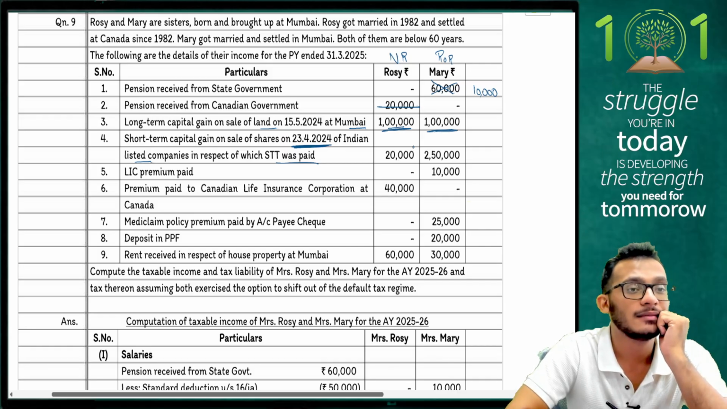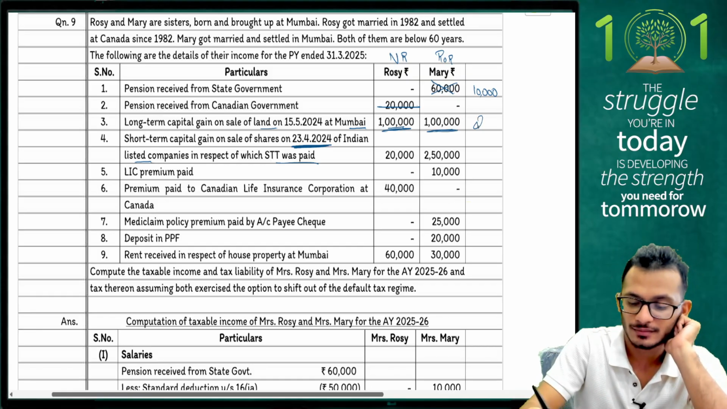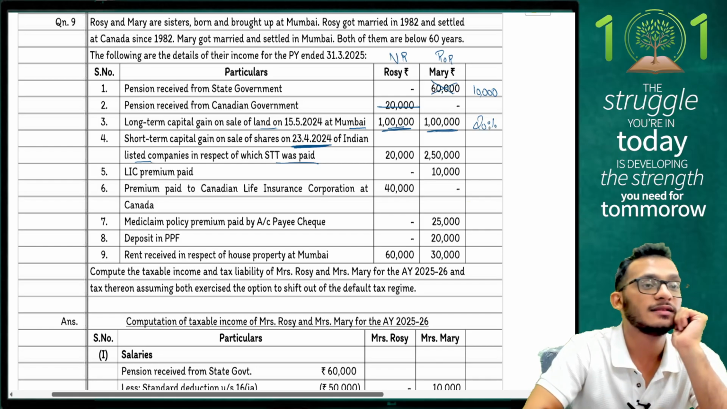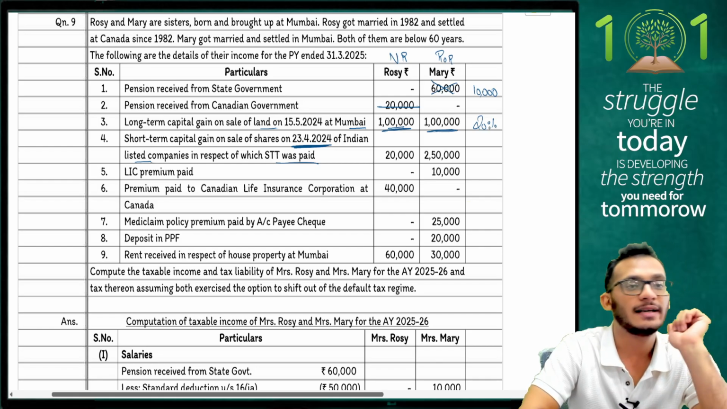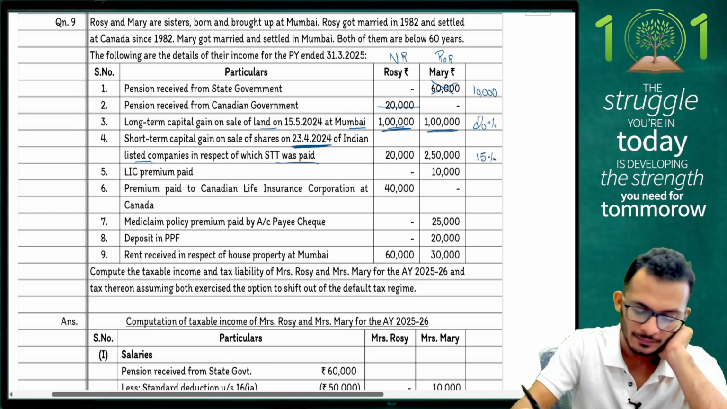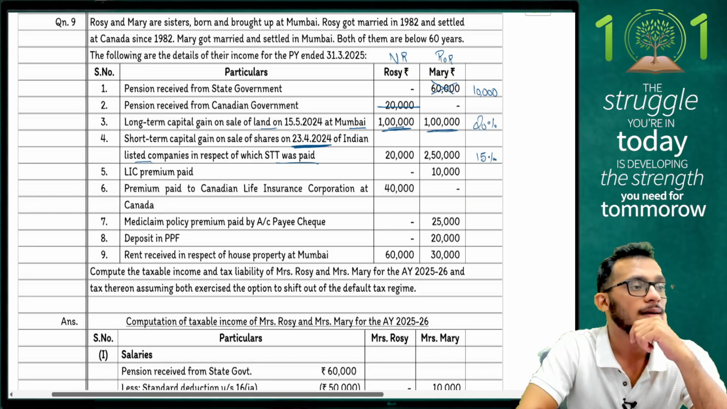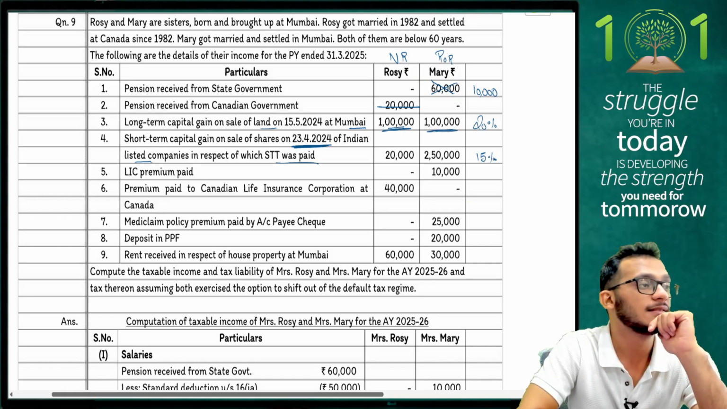I will tax at 20%. This is 112, sale of land, taxable at 20%. Gains under 111A are taxable at 15%. LIC premium paid, 10,000. This is 80C.